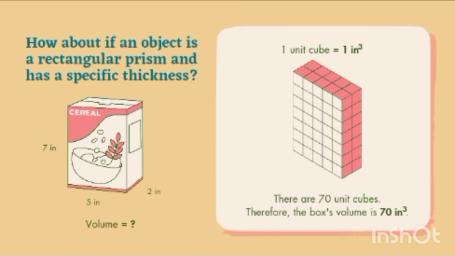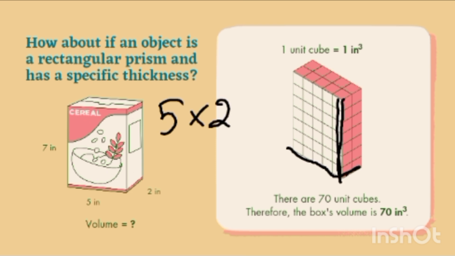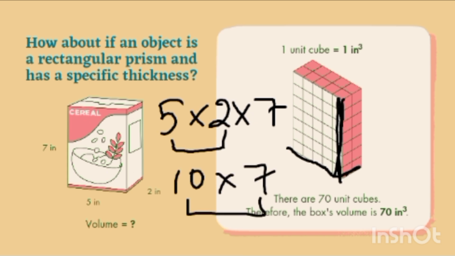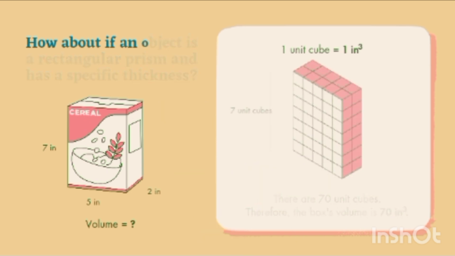So what we did is we multiplied length, which is 5, breadth, which is 2, and then our height, which is 7. So this will be 10 into 7, and when we multiply this, we'll get 70. So our volume for this is 70.